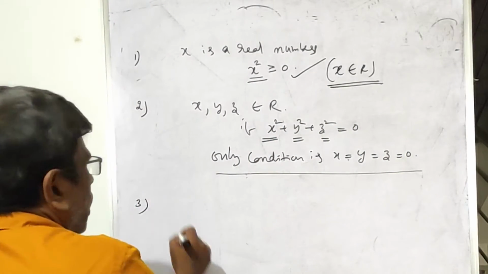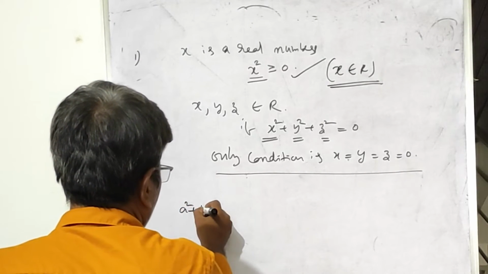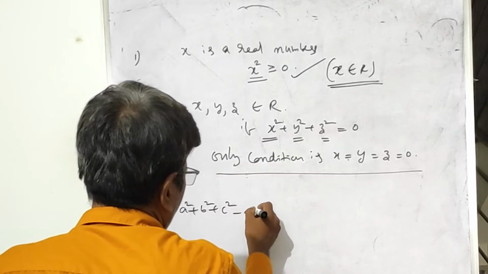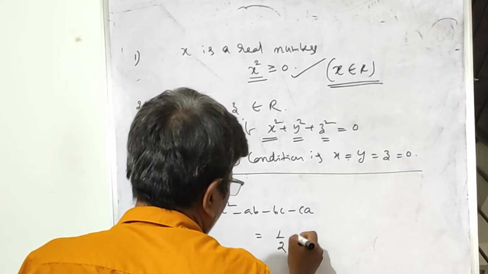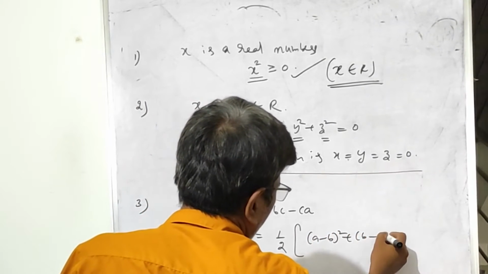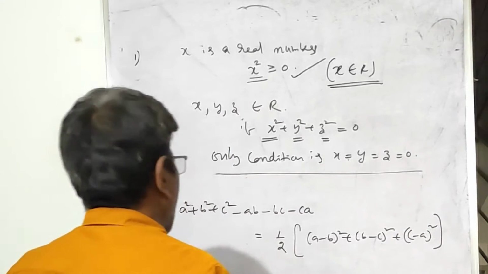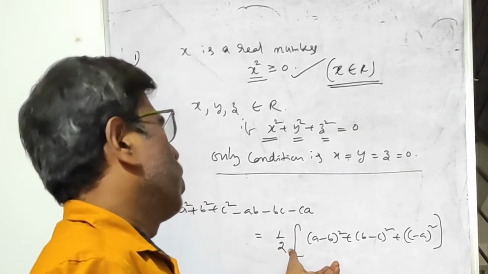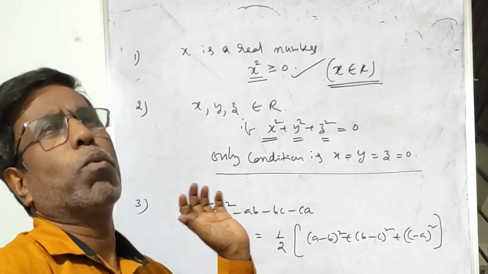We have one more very important formula. a square plus b square plus c square minus ab minus bc minus ca can be taken as half into (a minus b) whole square plus (b minus c) whole square plus (c minus a) whole square. We come across this formula while solving many typical questions and JEE Mains questions. This formula is very, very important.